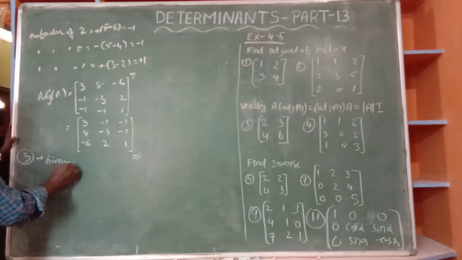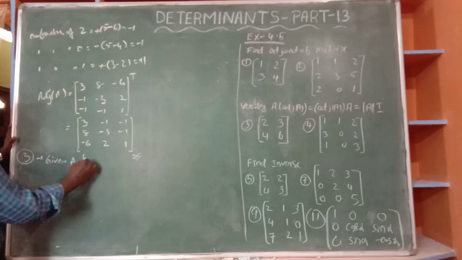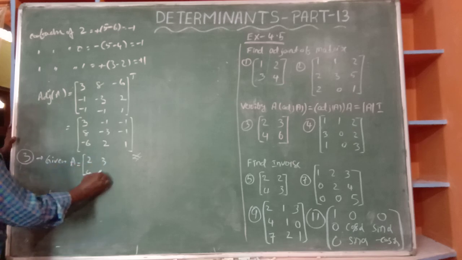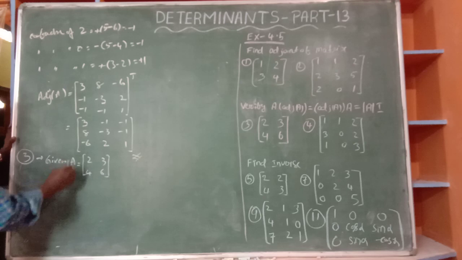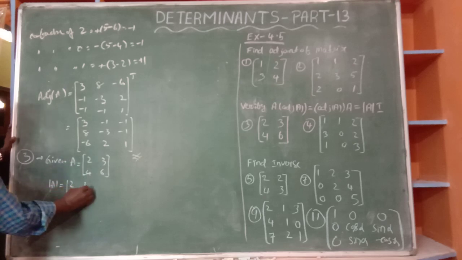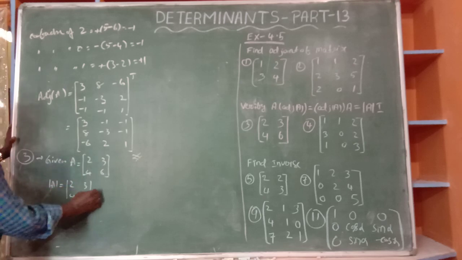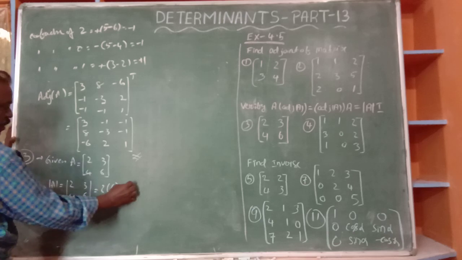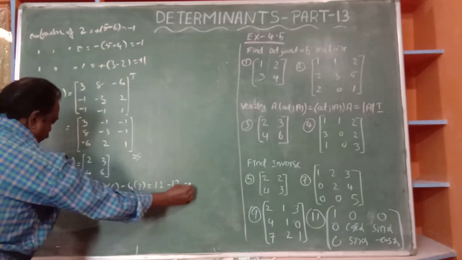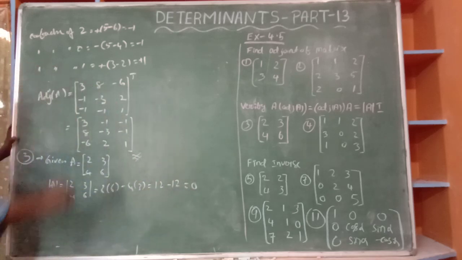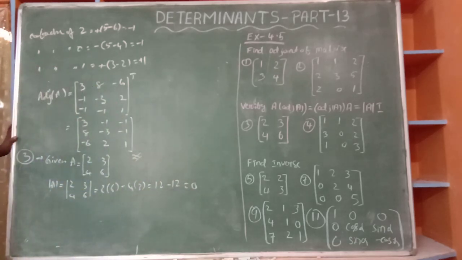First we find, what is given? Capital A is equal to the 2 by 2 matrix 2, 3, 4, 6. So what is det A? Det A is the determinant of 2, 3, 4, 6. That is 2 into 6 minus 4 into 3, which is equal to 12 minus 12. It is 0. Determinant is 0. Well, it is a different type of problem.